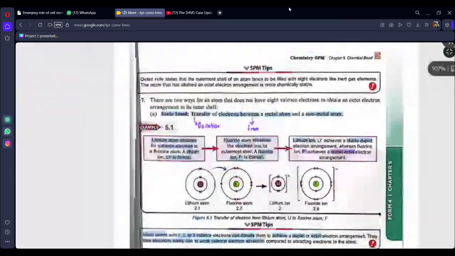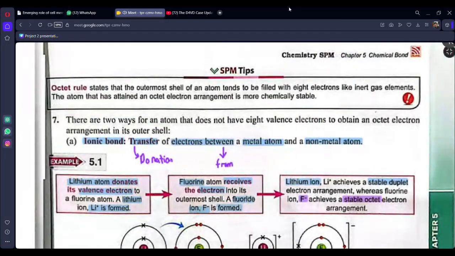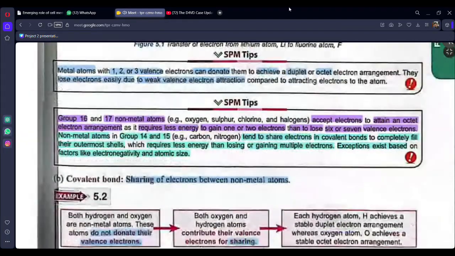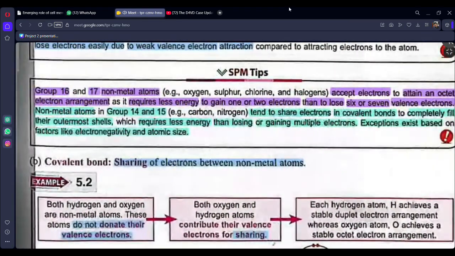Okay, ionic bond. So ionic bond, right? I want you all can skip this. The only thing I want you all to focus on straight away is the SPM tips. Ionic bond is metal and non-metal. So 1, 2, 3 valence electron means group 1, 12, 13. These are the fellas that donate. These are the cations, positive, okay? All metal, always positive.